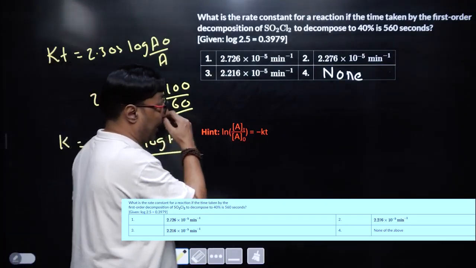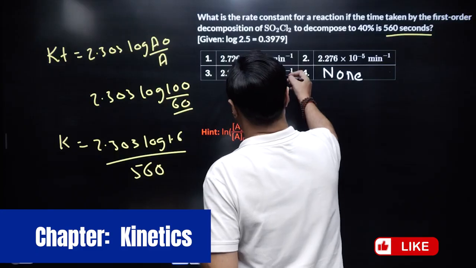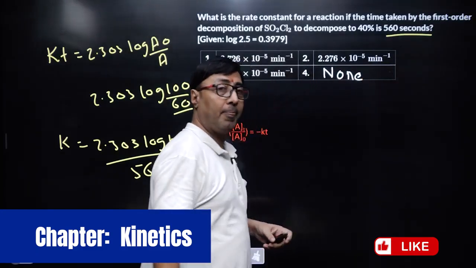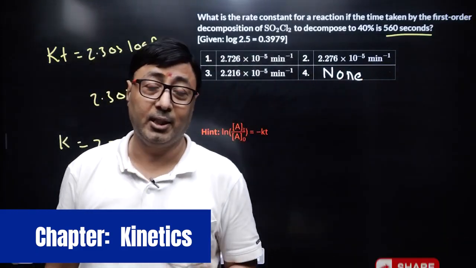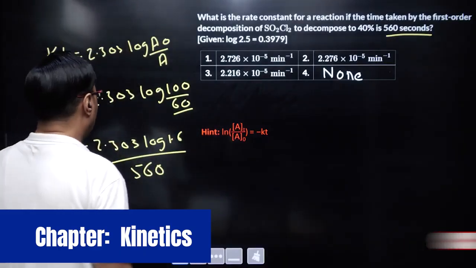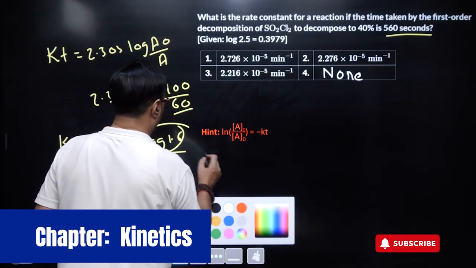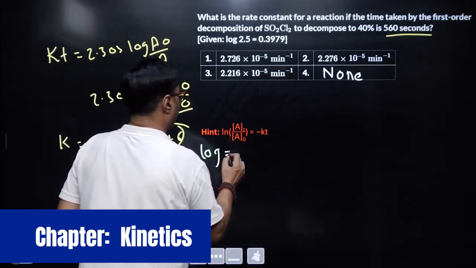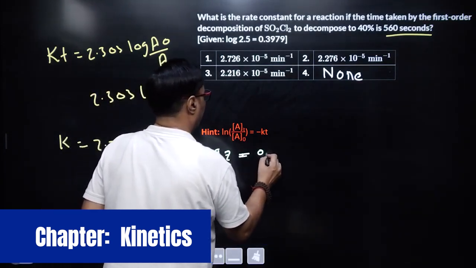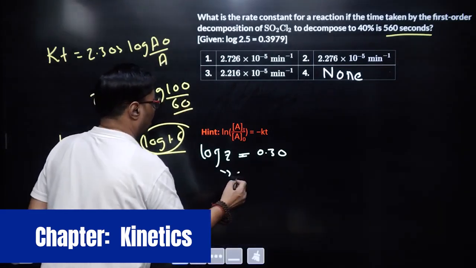You will be trapped because here this value is given in seconds, whereas the options are in minutes. It means at the last stage you have to convert seconds into minutes, otherwise you are going to get a wrong answer. So for log 1.6, log 2 is equal to 0.30. So log 1.6 is precisely 0.22.